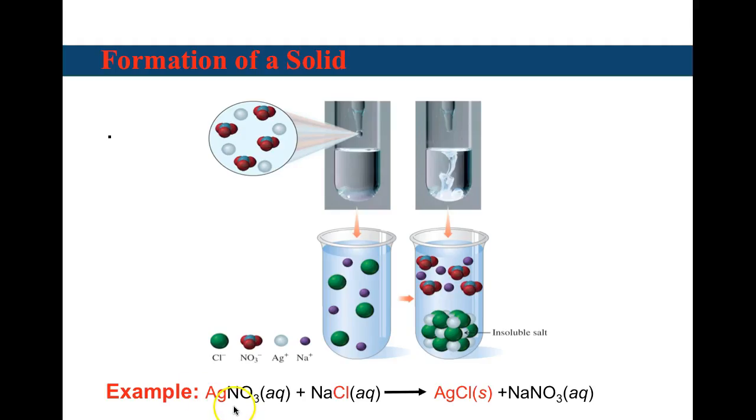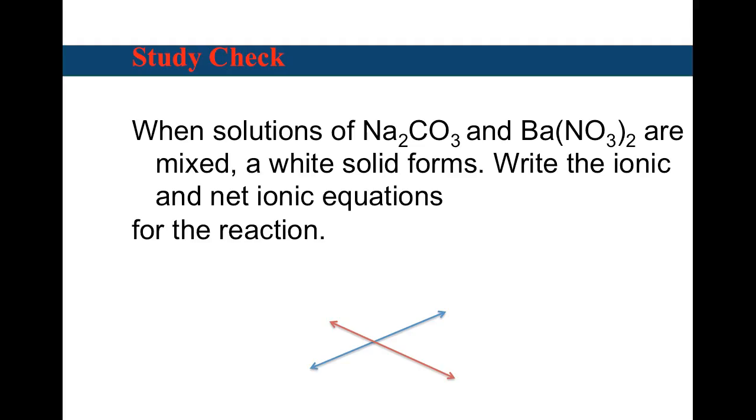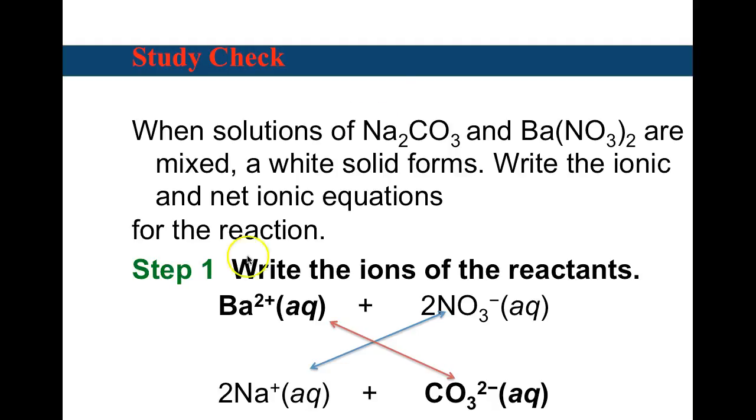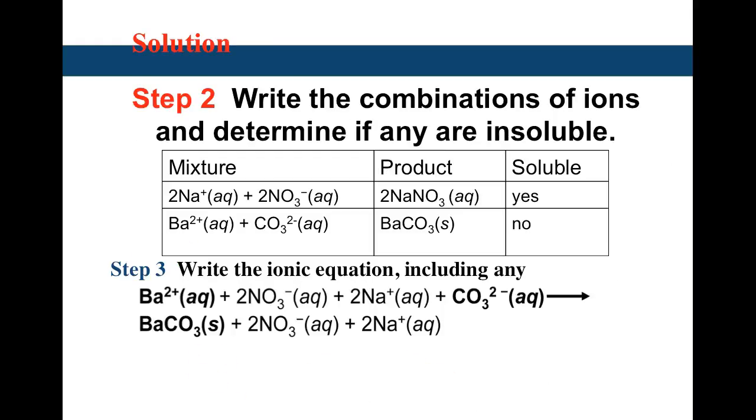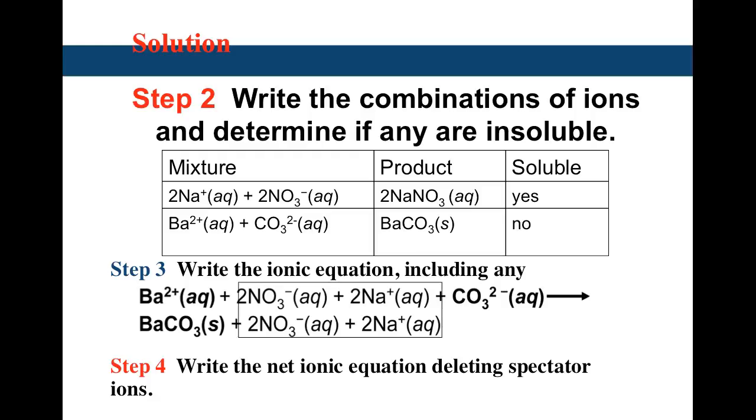In this example, again, silver nitrate and sodium chloride, when they get together, the silver and the chloride form the solid, that's the net, and the sodium and the nitrate remain dissolved in solution. Okay, and then you have sodium carbonate and barium nitrate. Again, the barium and the carbonate come out of solution, whereas the sodium and the nitrate remain in solution. And that's what you see in the net reaction.